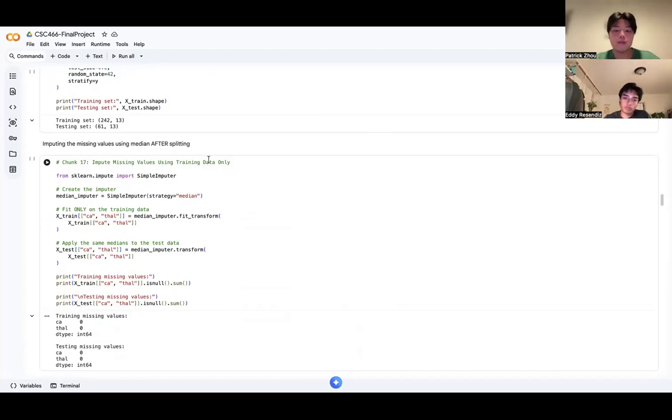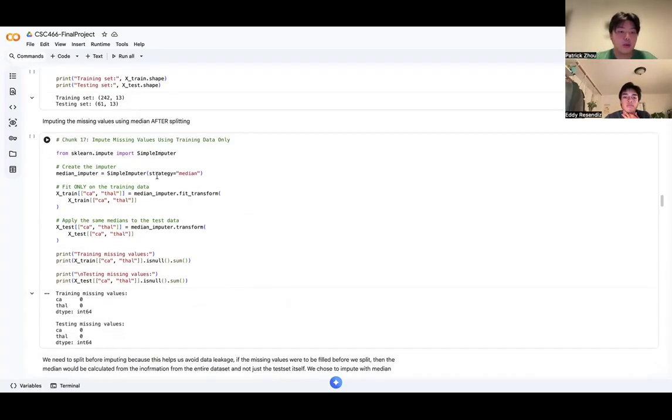And we chose to impute with median because the two features that had missing values, CA and thal, aren't guaranteed to follow a symmetric distribution, and median imputation is more resistant to extreme values, while mean is more influenced by outliers. The median overall provides a more representative value while preserving the integrity of the dataset for model training. So here we're creating the imputer, fitting only on the training data, and then applying the same medians to the test data.